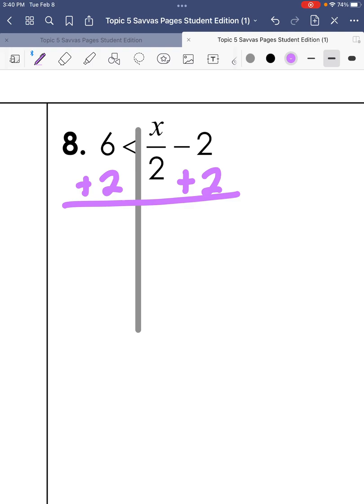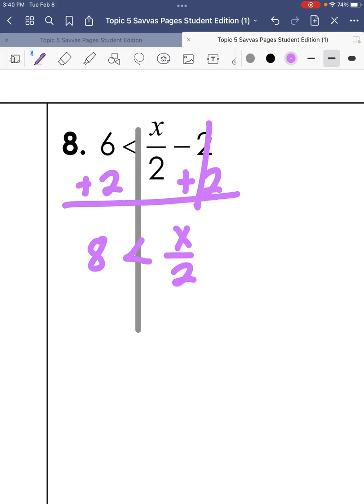Now on the side with the x, those 2's cancel out, and I can bring down that fraction x divided by 2. On the other side, 6 plus 2 is 8. And now let's talk about our sign. Did adding 2 make me change it? No, it needs to stay the same. So 8 is less than x divided by 2.